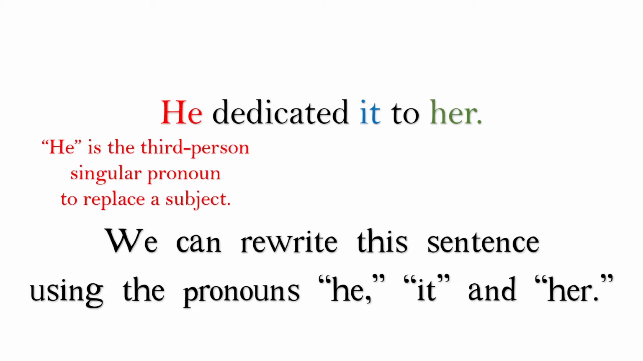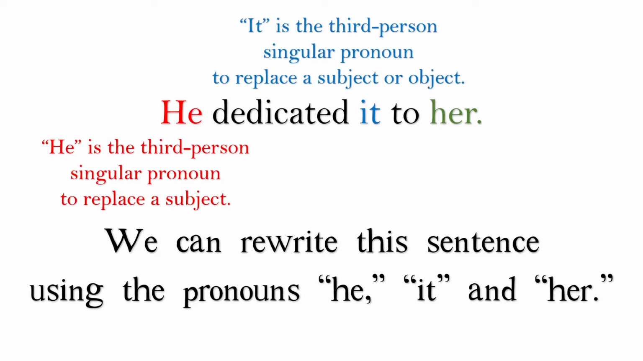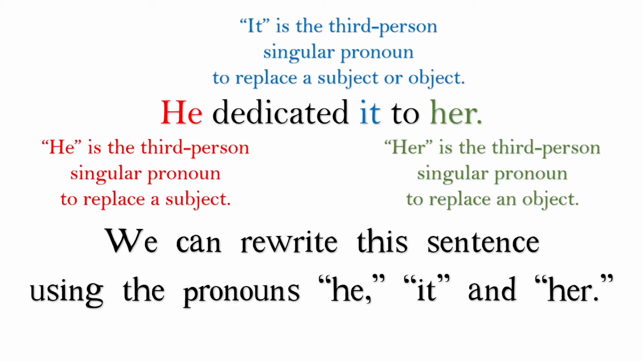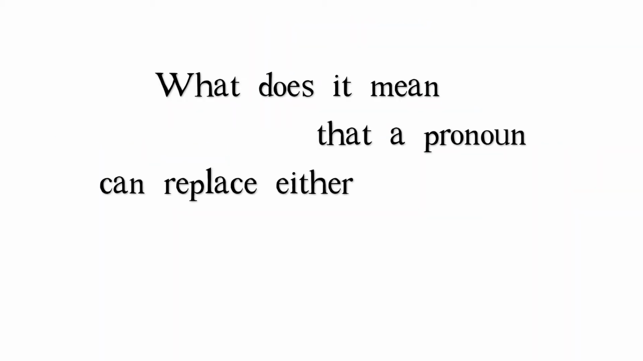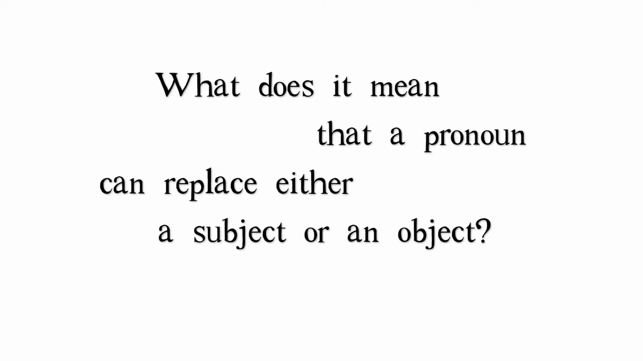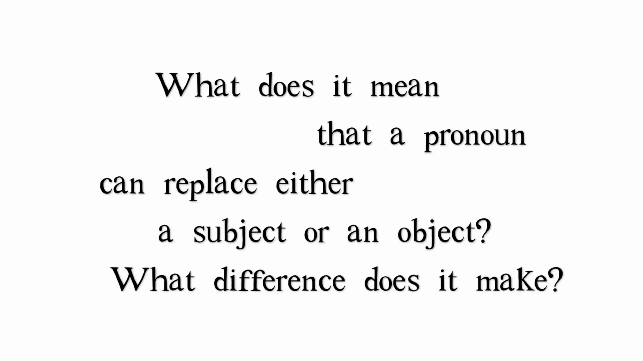He is the third-person singular pronoun to replace a subject. It is the third-person singular pronoun to replace a subject or object. And her is the third-person singular pronoun to replace an object. What does it mean that a pronoun can replace either a subject or an object? What difference does it make?